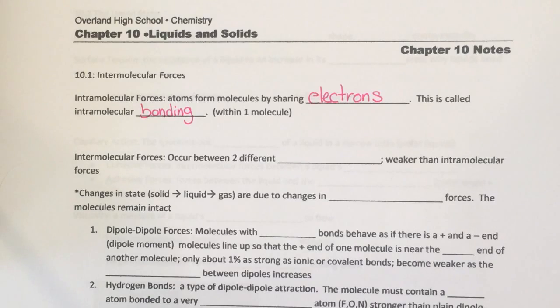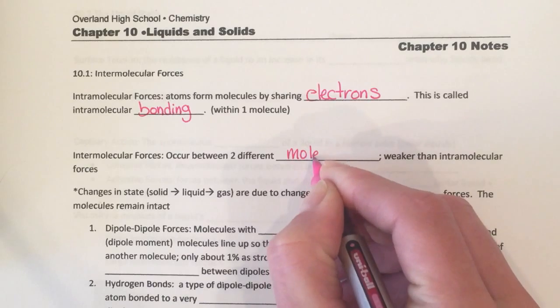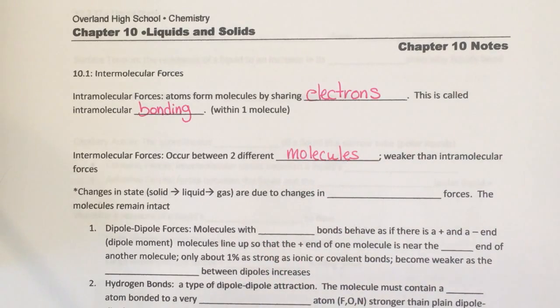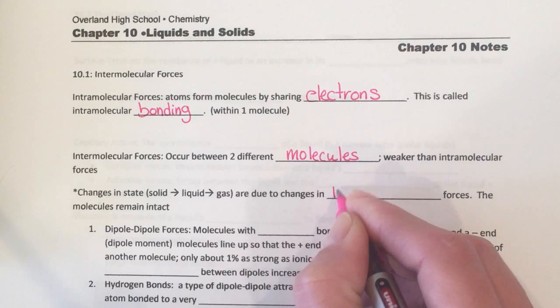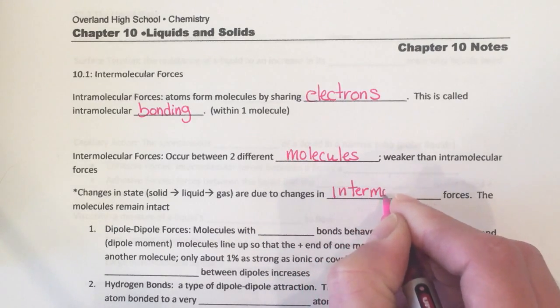An intermolecular force occurs between two different molecules. So an intermolecular force, we've already built our water molecules, but we're going to have these forces connecting different water molecules to each other. Now, this is not true bonding, and it's weaker than bonding. It's weaker than the intramolecular forces, okay? So whenever we have a change in state, melting, boiling, freezing, we're changing our intermolecular forces.